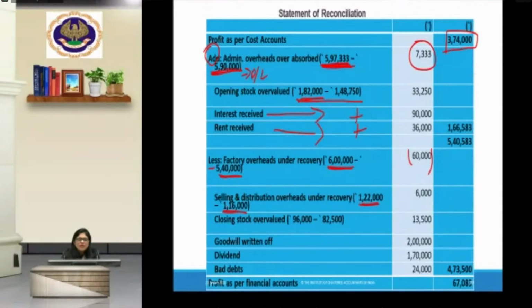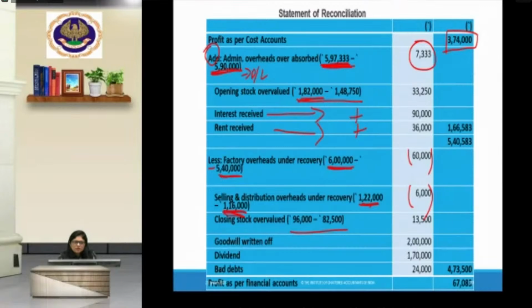Clear? Selling and distribution, you should have charged 1,20,000 in cost accounting. You have charged only 1,16,000. You have charged 6,000 less. So charge it further. Charge means further deducted. If you further deduct it, you will reduce the profit. Closing stock overvalued. All right.